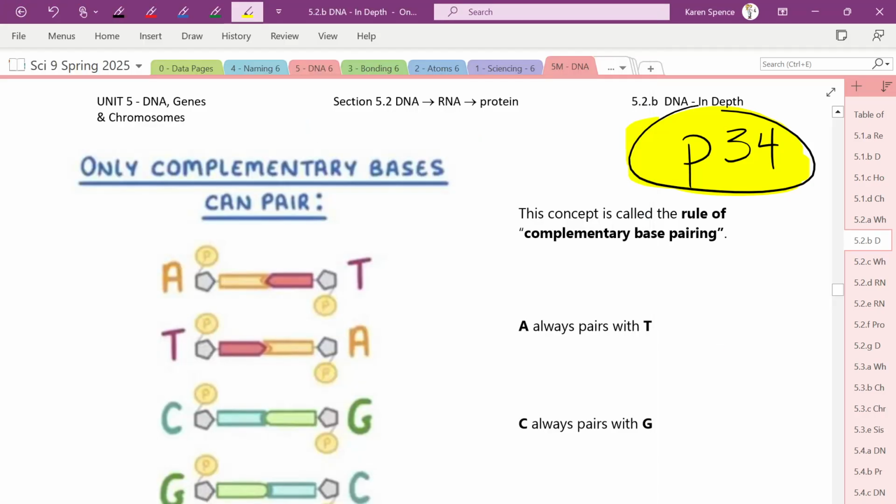So grab your workbook and open to page 34. Is anyone missing a workbook? No. Okay.